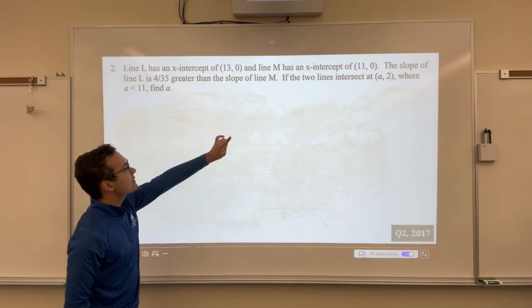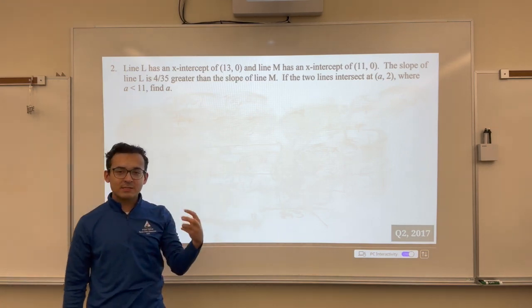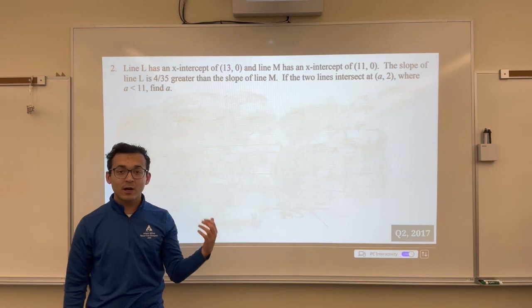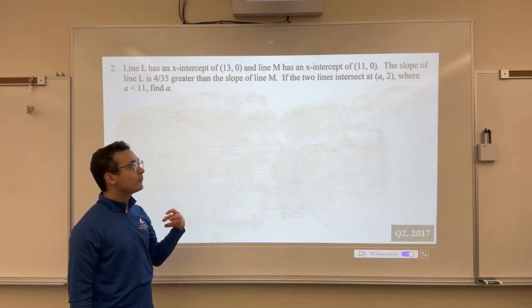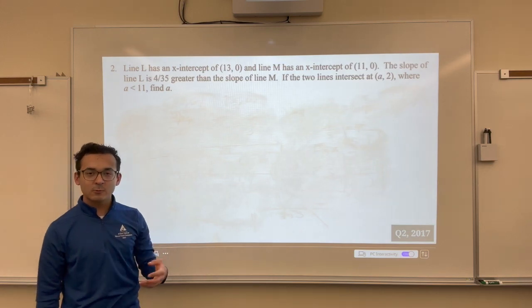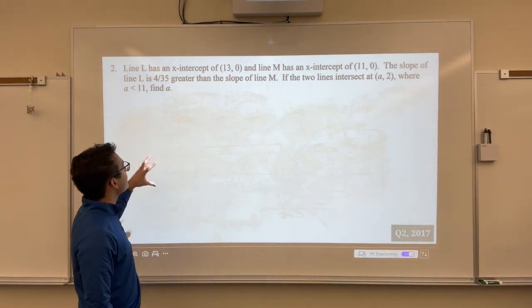Now, notice they say where a is less than 11. They probably wouldn't need to specify that unless there is more than one possible value for a. So be on the lookout for that. We're probably going to get some form of quadratic where we'll get 2 solutions for a. So we're going to have to report the one that is less than 11.